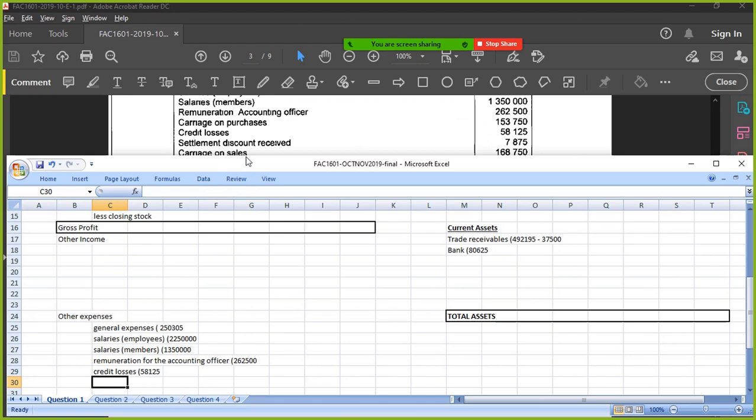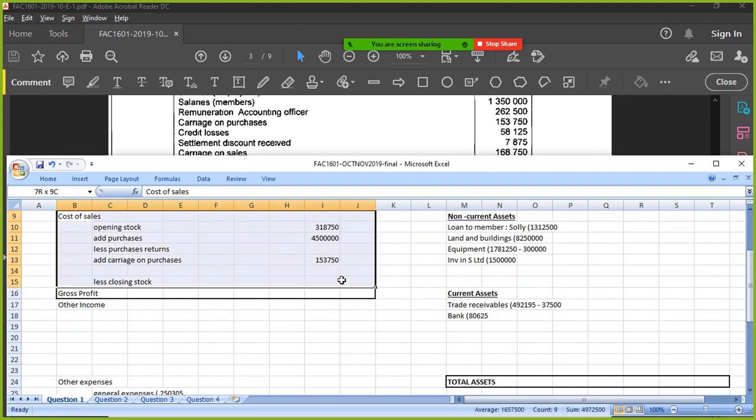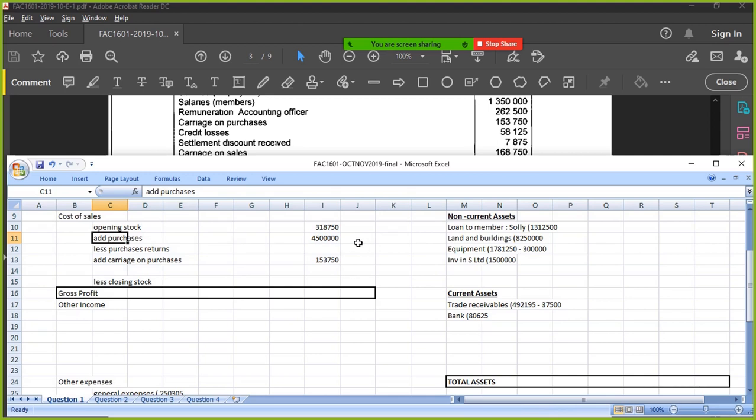Okay, we've spoken about this in the past. When discounts are received, they're received from your creditors. Okay, so Eunice's probably going to take the settlement discount received and offset it against your purchases basically. All right, so I'm going to include it here as part of your purchases.